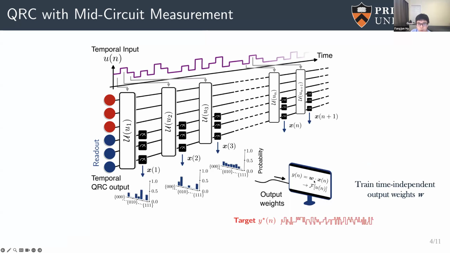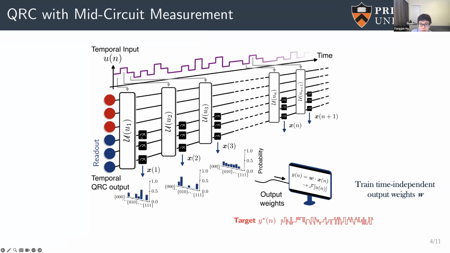Finally, those output features are linearly combined with each other through the output weights. Here it is important to mention that those weights don't depend on the time index n. And we just need to train those output weights and fit the target value, Y star, as well as possible. So right now, everything seems to be good.